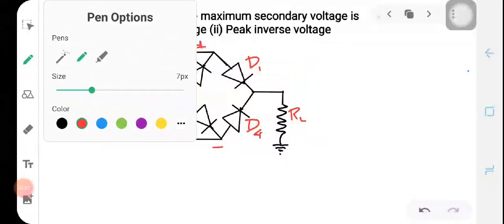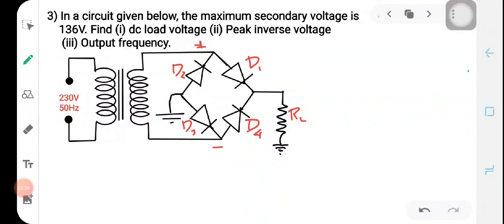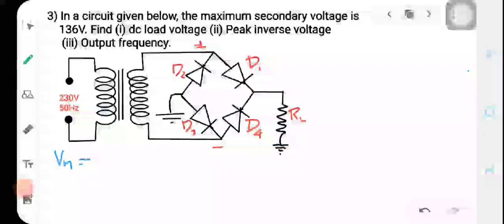So let's note down the given quantities here. Vm of the secondary of the transformer is given as 136 volt, and the frequency of the input signal, f in, is given as 50 Hz. So now we have to consider the different half cycles.